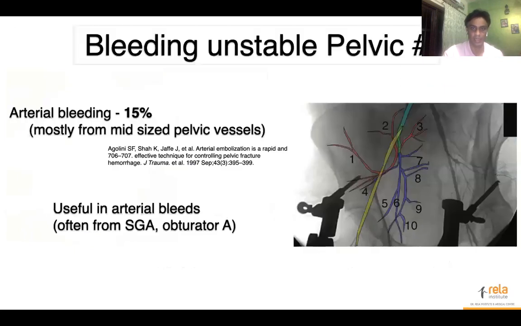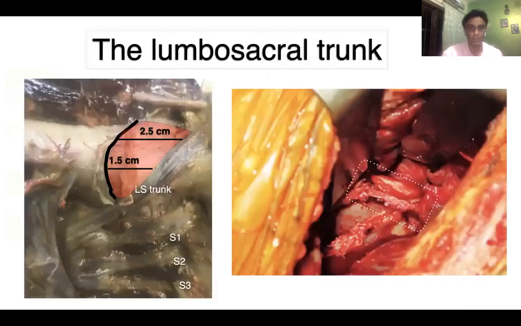Arterial bleeding can happen in pelvic fractures around 15% of the time. Most commonly it comes from mid-sized pelvic vessels, often the superior gluteal and sometimes the obturator artery. So this is one of the reasons why therapeutic angioembolization is not the first choice of treatment in many of the Western countries.